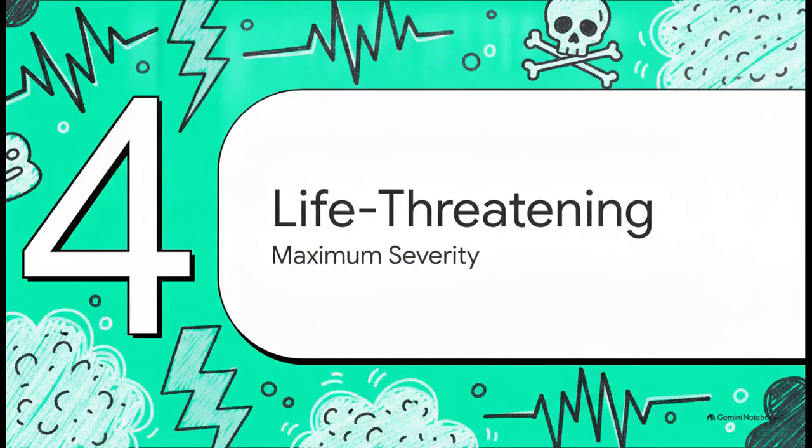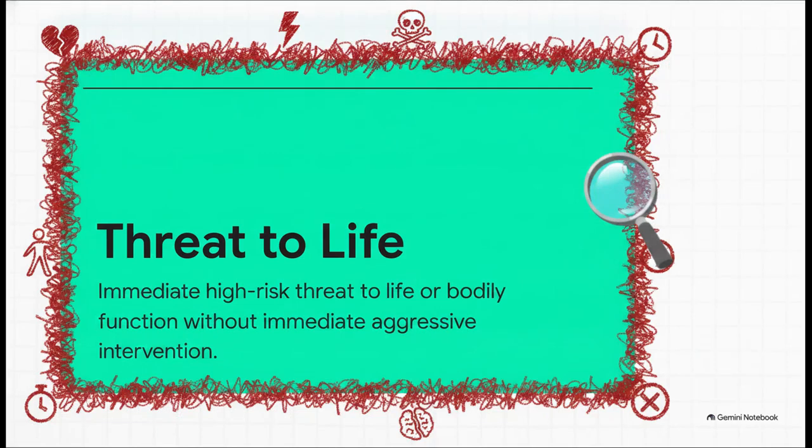Which brings us to Section 4, life-threatening presentations. This is maximum severity. This category is absolutely reserved for your most critical charts. We're talking about the red zone here. These are conditions where, without immediate and aggressive medical intervention, the patient could literally lose their life or permanently lose the function of an entire organ system. The probability of severe harm without immediate action is just incredibly high.